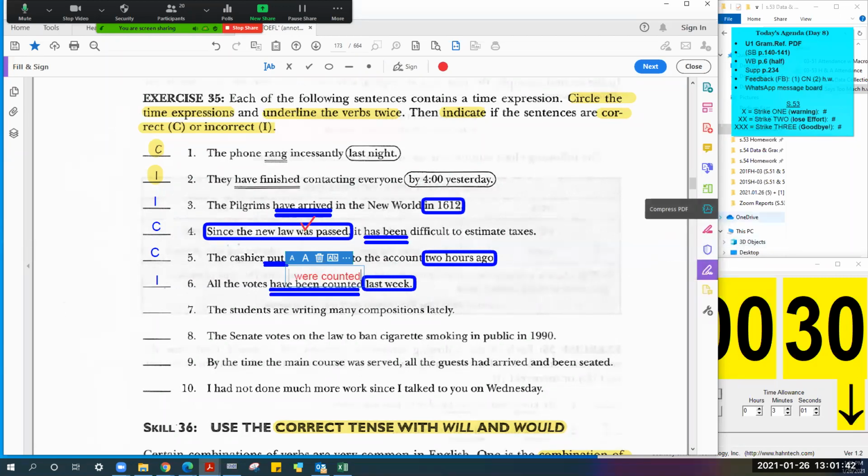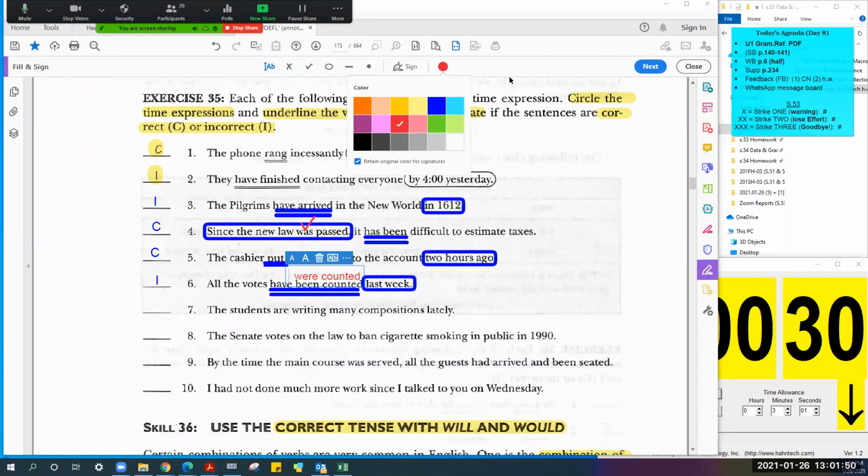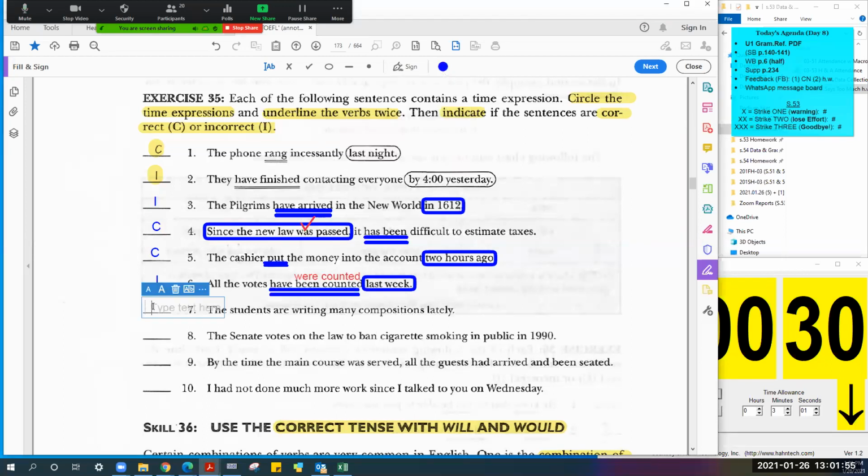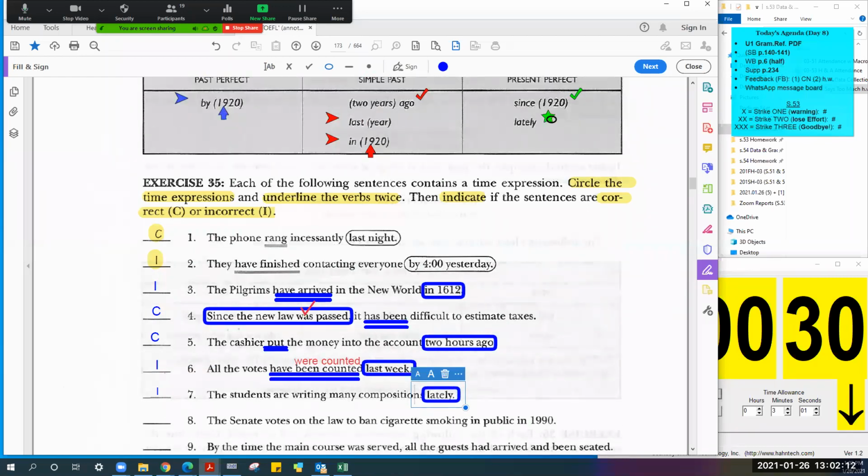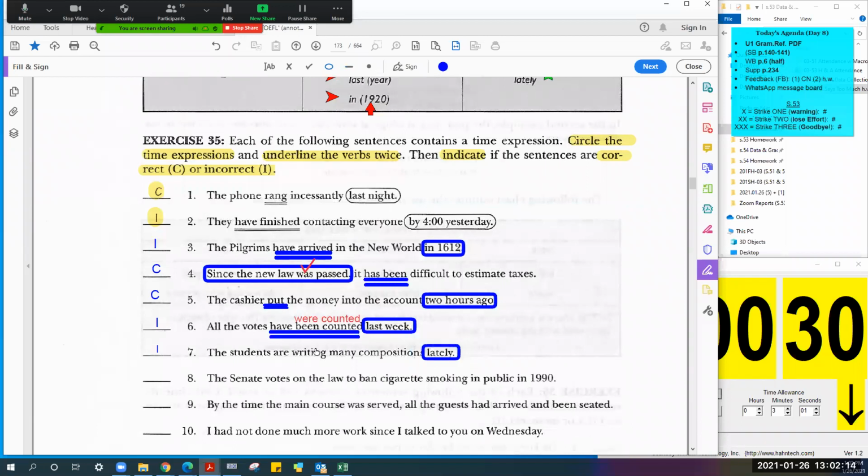Let's see. Muhammad Al Amri. Try 7. Do 7. Is it correct? Is it correct first? Tell me that. I don't think so. So you say incorrect? Yeah, because it's simple and continuous and should be present perfect. Exactly. Where's the expression? Lately. Lately should be present perfect. What's the verb here? Are writing.